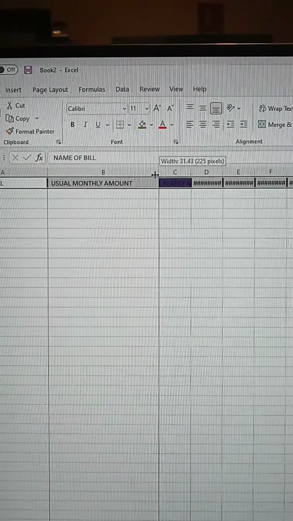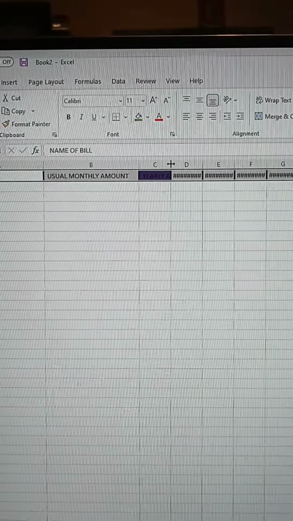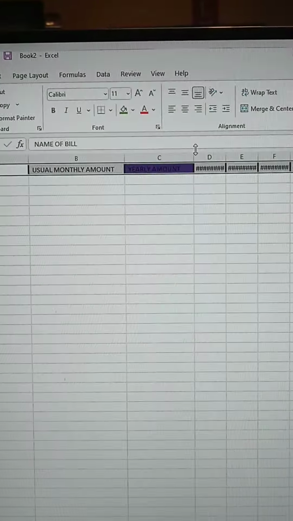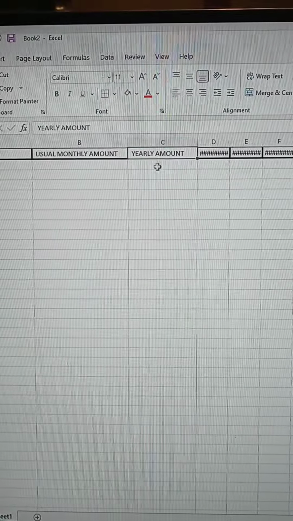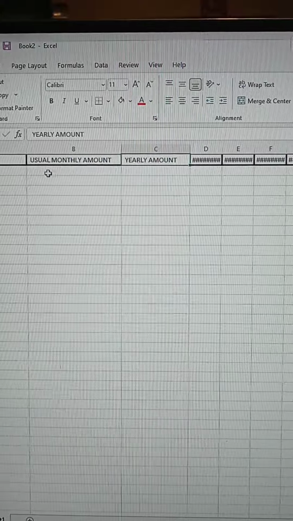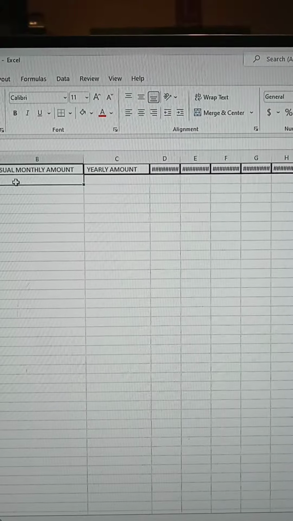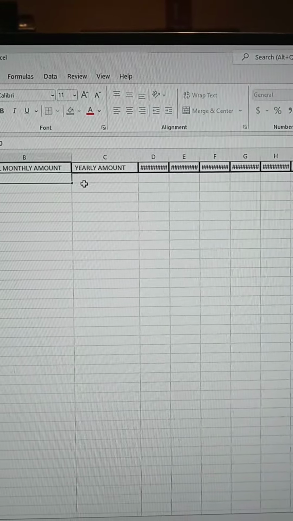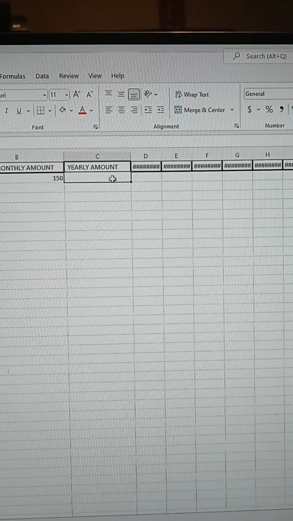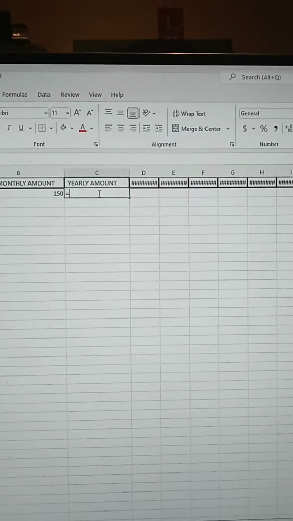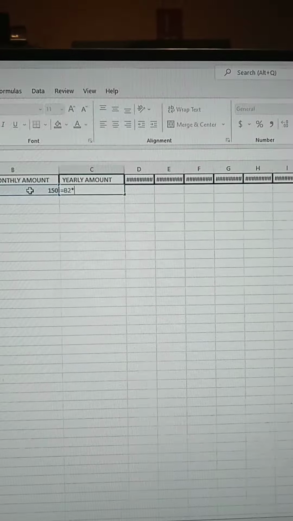Like for example, almost every month my DP&L is $150. So in this one, the next one, on the third one, let me take that color out so you can see. I put yearly amount. So for example, if I put DP&L right here, it's usually about $150 a month. My yearly amount would be this amount times 12 because there's 12 months in the year. So we'll do an equal sign. Click this one, or you can just write 150 times 12.